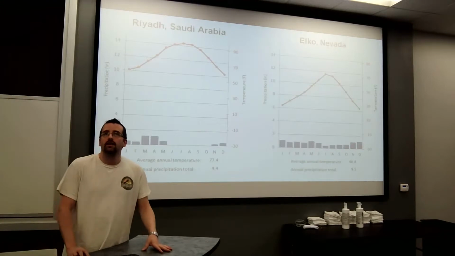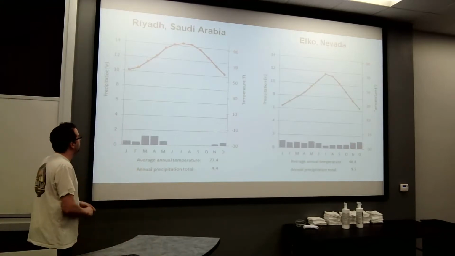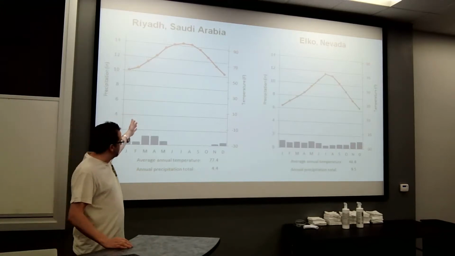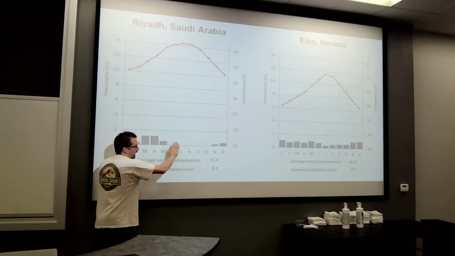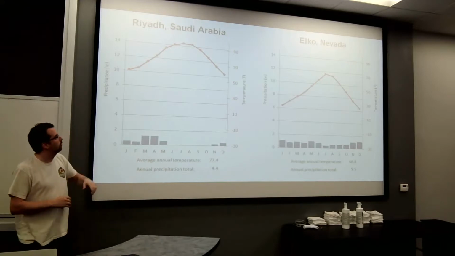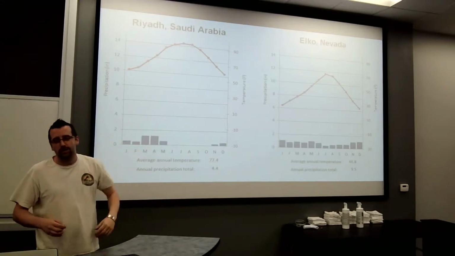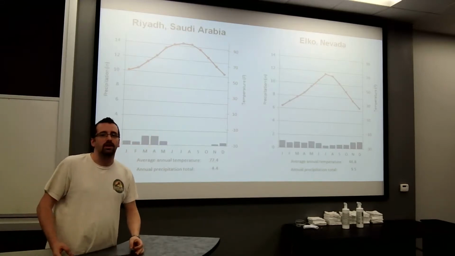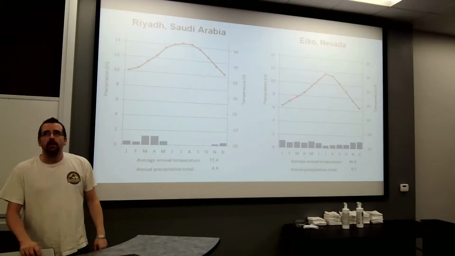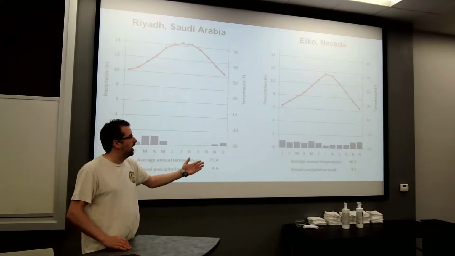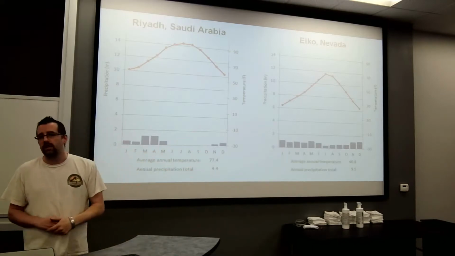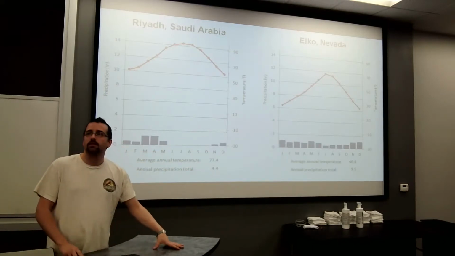All right. So here we have Riyadh, Saudi Arabia. You can see that there is very little rainfall. But the temperature is really high, so you get the idea that this is probably a desert-like area. And then you have Elko, Nevada, which has very little rainfall, but a much more pronounced temperature curve throughout the seasons.